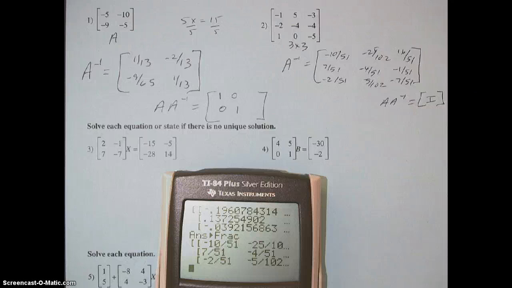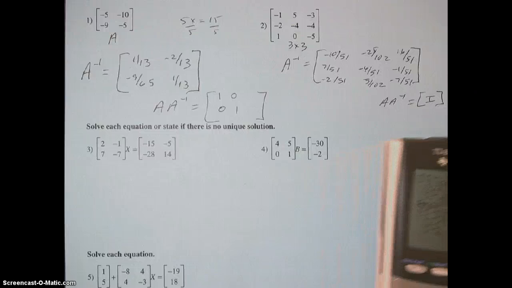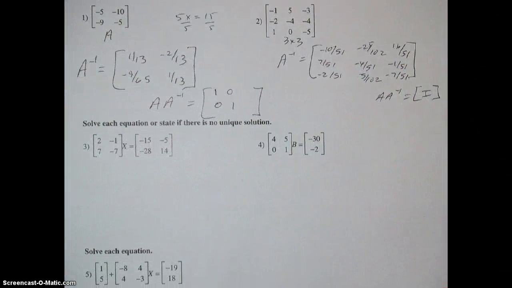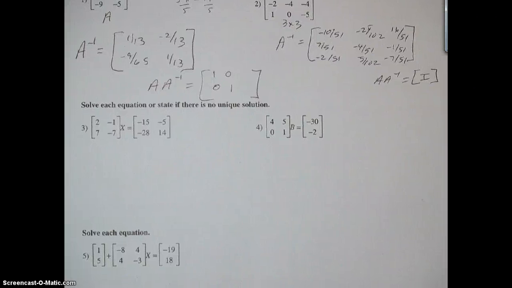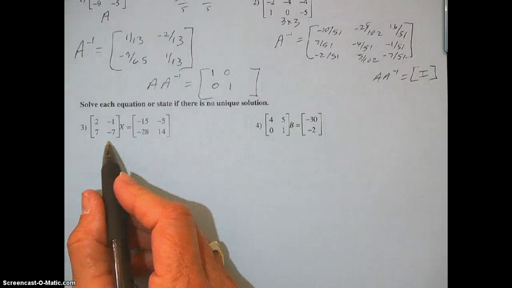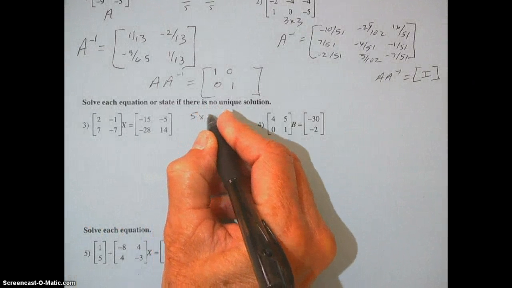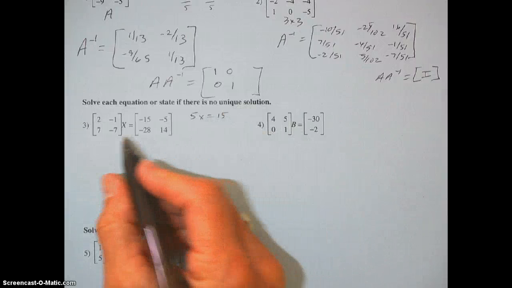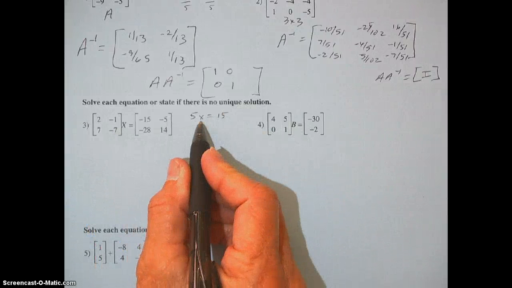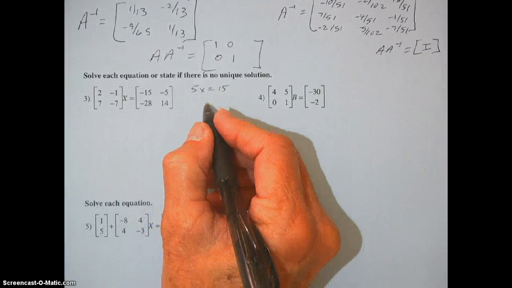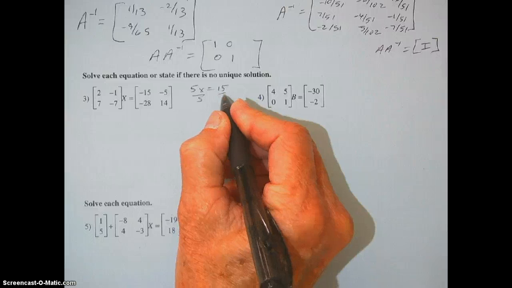So where do we use this? If you take a look at the equations in number 3 and 4, this is where we will solve for equations. Normally you might see this in an algebraic equation as something times x equals something else. In algebra, we would just divide by 5 on both sides.